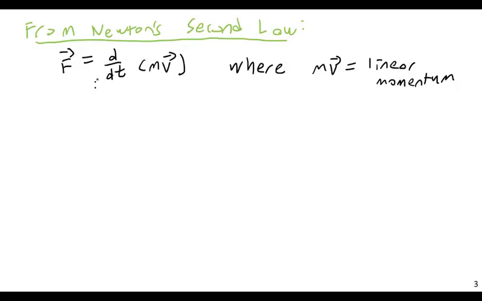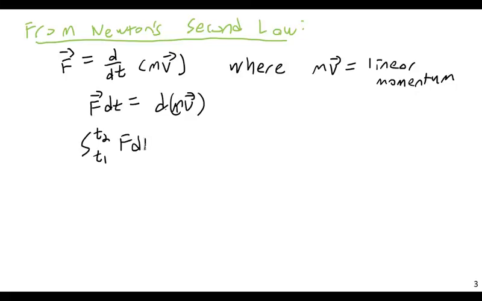From this, we could also split this up and say dF dt is equal to d(mv), which I could then integrate and get the integral from t1 to t2 of F dt is equal to mv2 minus mv1. Or I could define the impulse as the difference between the two momenta.